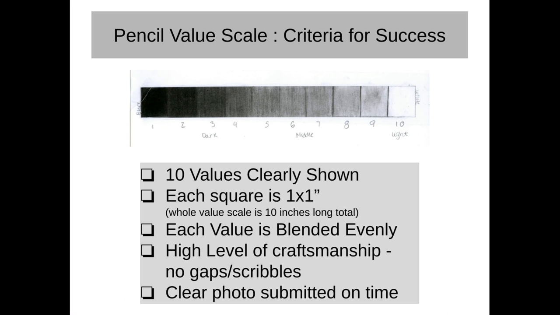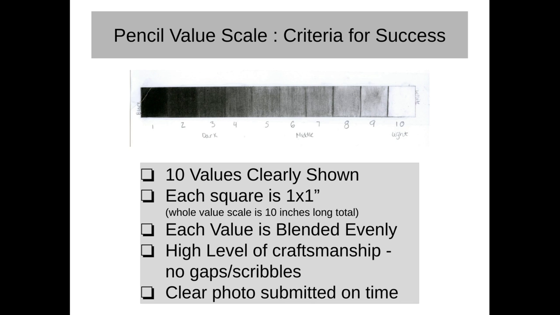Okay, here's the criteria for success. I am going to be grading this for skill as an activity. It's only going to be 10 points because it's an activity leading up to our final drawing. But these are the things that I'm going to be looking for. 10 values are clearly shown. Each square should be 1 inch by 1 inch. So that means that the whole value scale from the first value on the left to the lightest value all the way on the right is going to be 10 inches long. And then the whole value scale will be 1 inch tall. Okay, so each square is 1 inch by 1 inch.